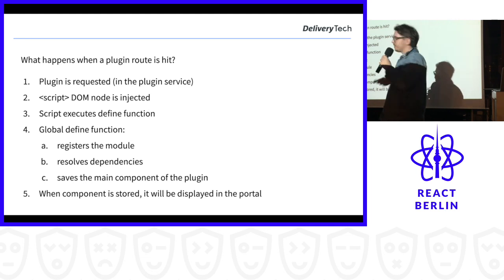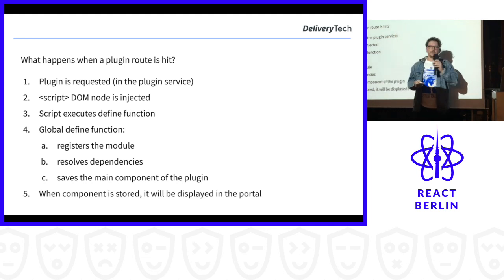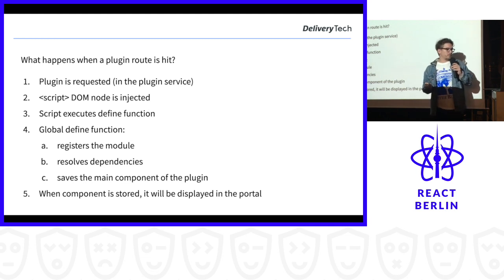So, what actually happens when the portal is hit? First the plugin is requested. There's a wrapping component that handles the loading and shows a spinner as long as it's loading. Then we inject a script DOM node. Then this script executes this define function.